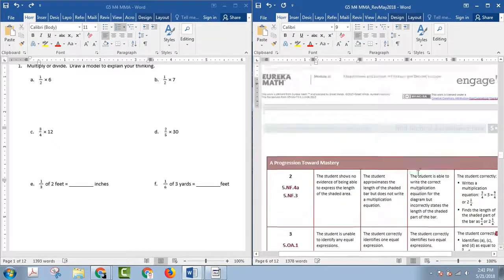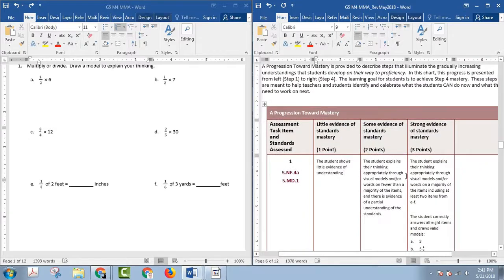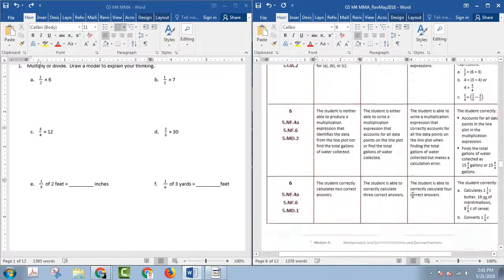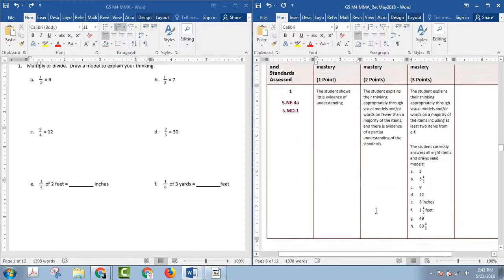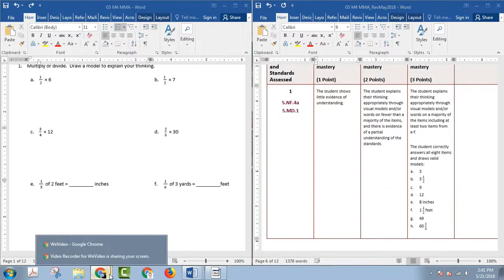So if I were editing this assessment, I would go through and actually change all of these items in the same way. And I'm going to do that now. I'm going to pause the video. I'm going to do that now, and then we're going to reflect on the video.